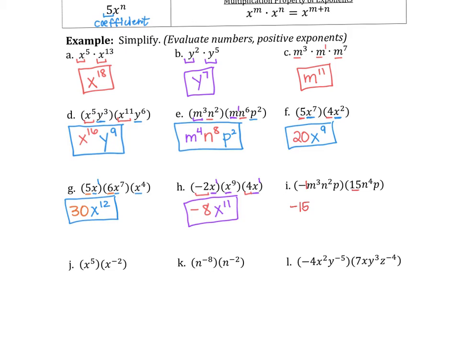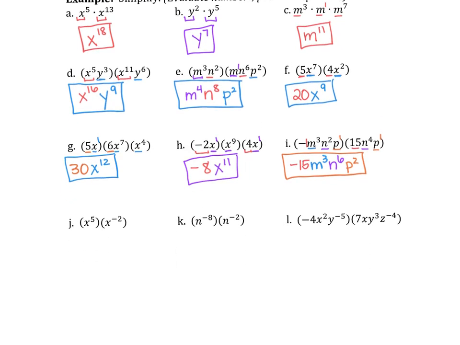Let me check my bases. I have m to the 3rd. That's the only m, so just m to the 3rd stays m to the 3rd. Now for the n's, I have n to the 2nd, n to the 4th, so that's n to the 2 plus 4, 6. And I have a p times p, which is really p to the 1 plus 1, so that's p to the 2nd, or p squared. So my final answer is negative 15, m to the 3rd, n to the 6th, p to the 2nd.